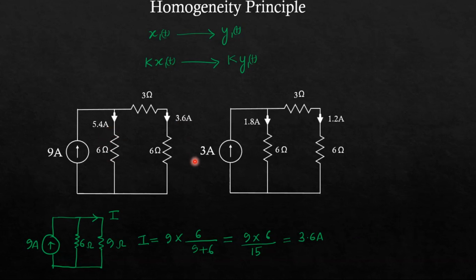Now if we change the supply, that is 3 ampere. Now I have multiplied by a factor of 1 by 3. That is value of k is 1 by 3. So the response is also getting reduced by the same factor. That is 5.4 upon 3, which is equal to 1.8. Okay. This was 5.4. So the response is also getting reduced by a factor of 3. Similarly, the response in this branch also got reduced by a factor 1 by 3. That is 3.6 upon 3, that is 1.2 ampere. So this is the meaning of homogeneity principle. Okay.